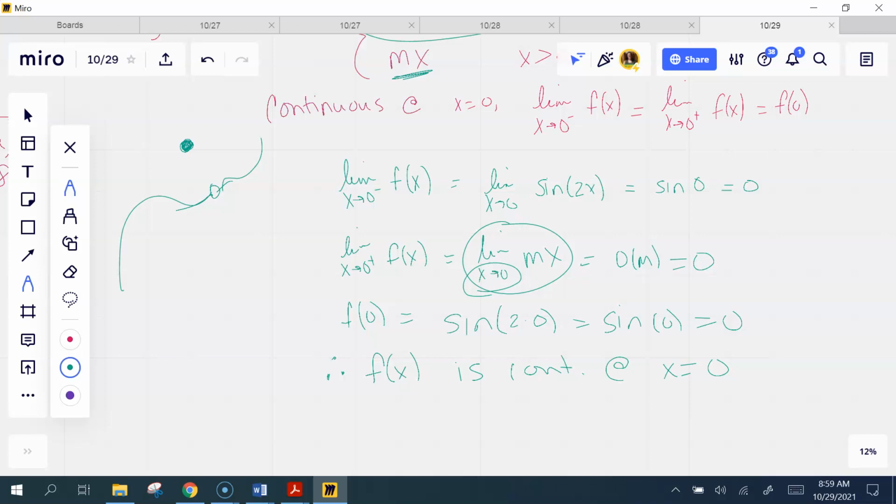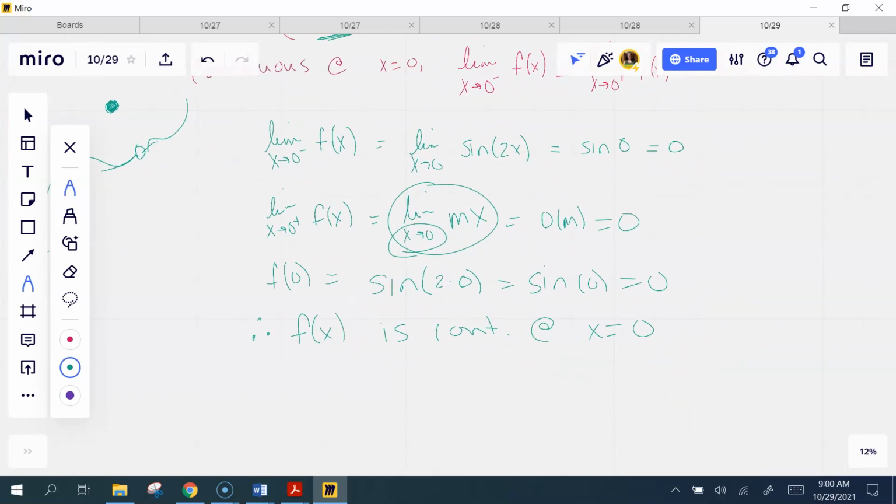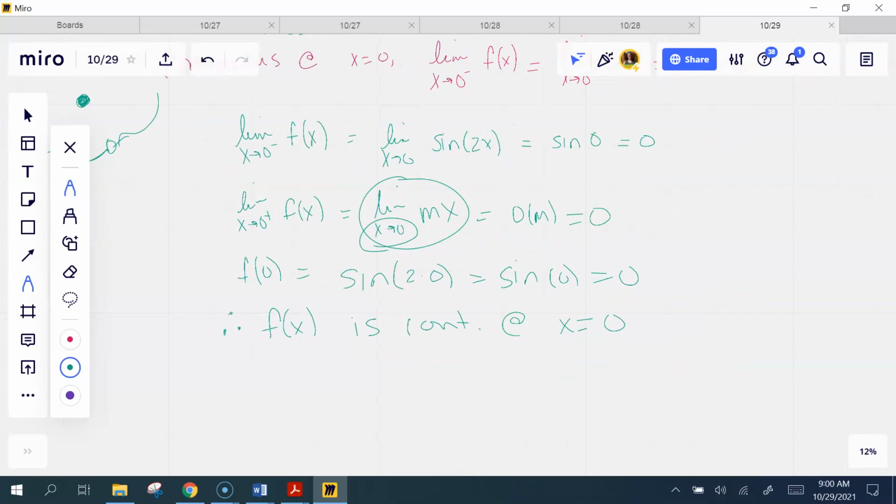Is it differentiable? Okay, let me ask you this. If it's continuous, does that mean it's differentiable? Why? This gets into the beginning of chapter 3. So how do I tell if it's a corner or a cusp?